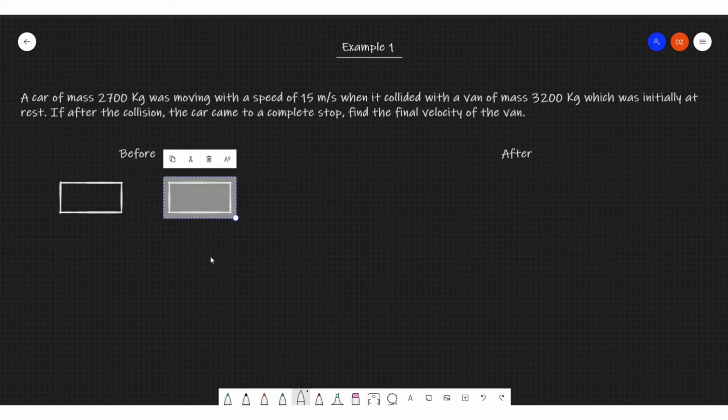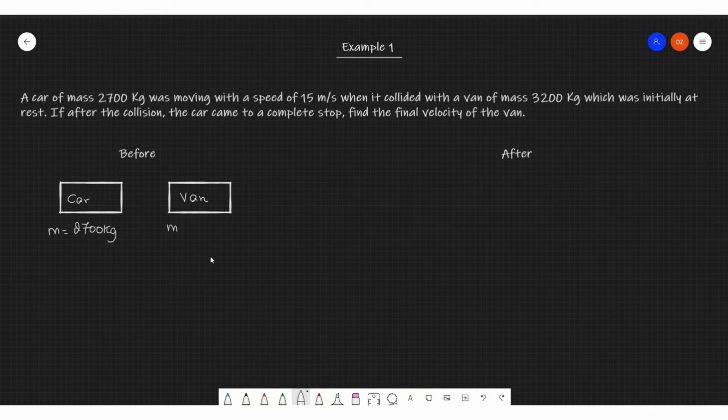One which belongs to the car and one which belongs to the van. The car has a mass of 2,700 kilograms, while the van has a mass of 3,200 kilograms. The velocity of the car before collision was 15 meters per second, while the van was initially at rest, which means that the velocity is 0.